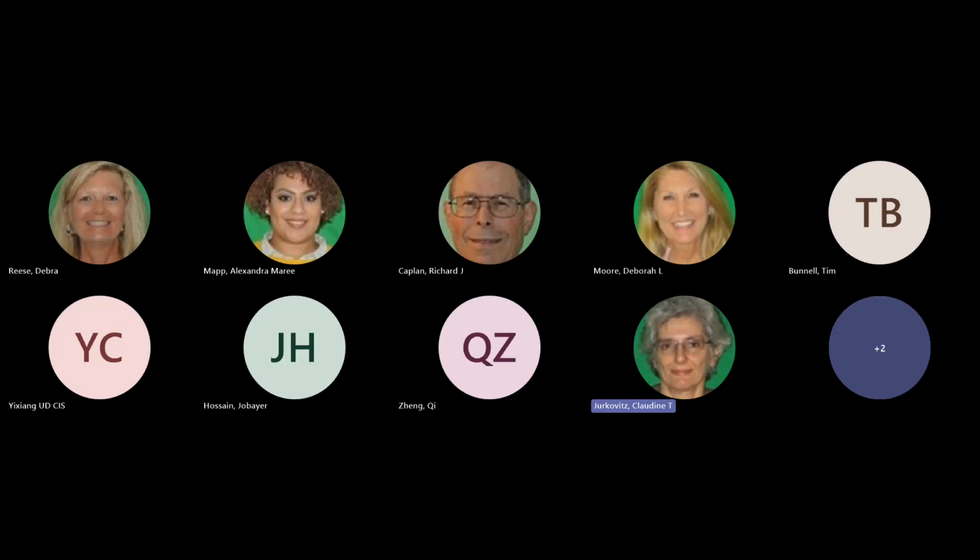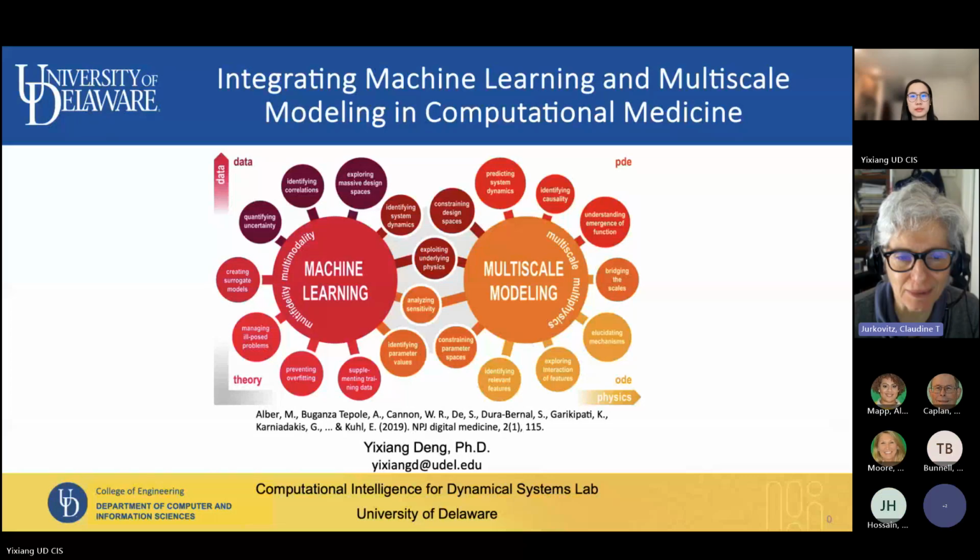Integrating multiscale modeling and machine learning in computational medicine.